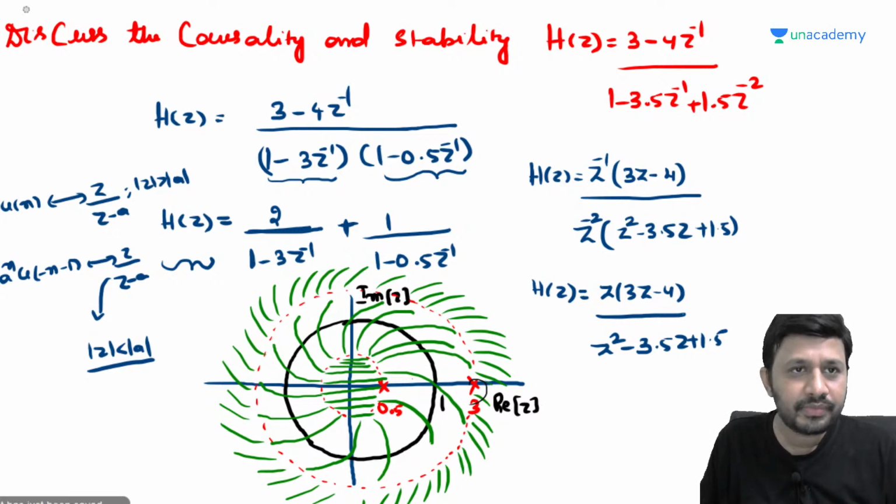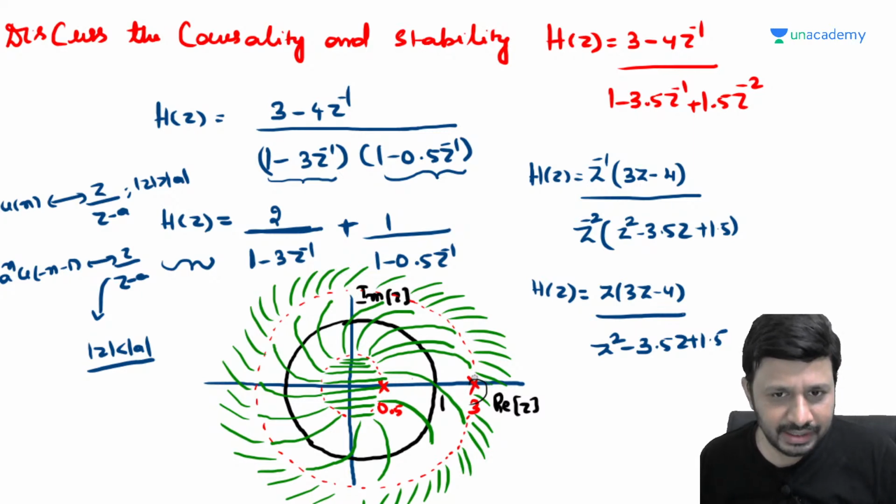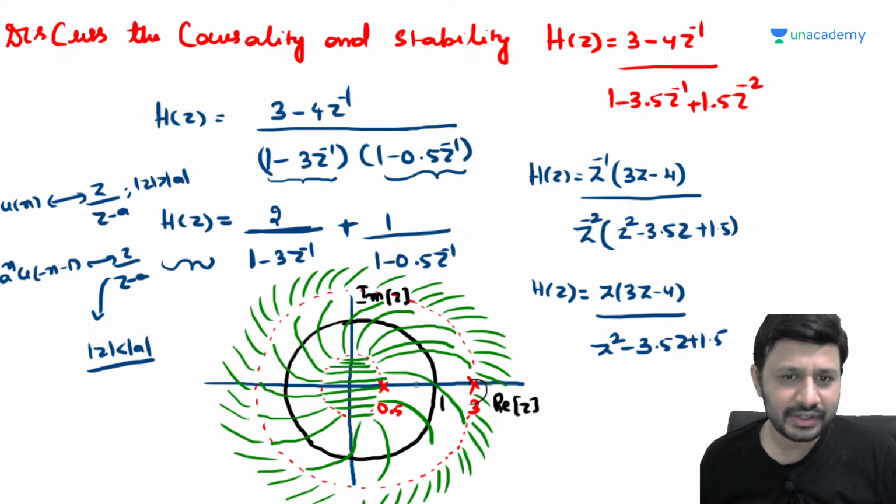See, instead of this pole at 3, if it is inside the unit circle, what will happen? ROC is anyway outside, and if this pole is inside the unit circle, it will include the unit circle also, in which case it becomes stable.